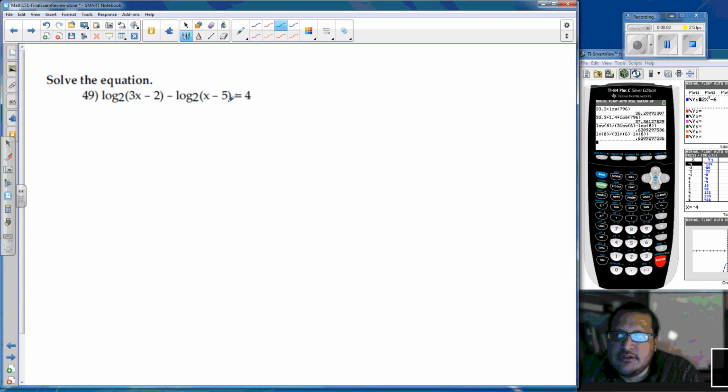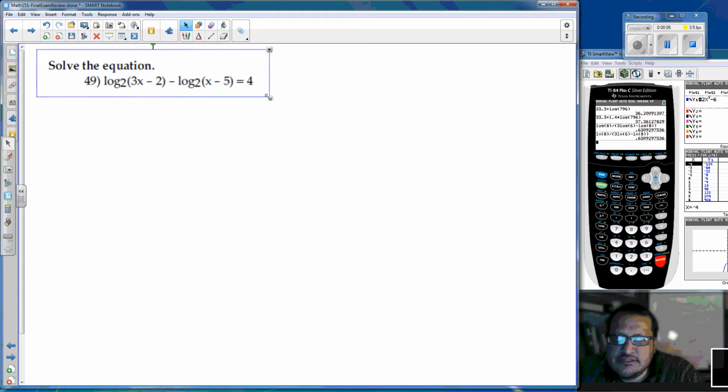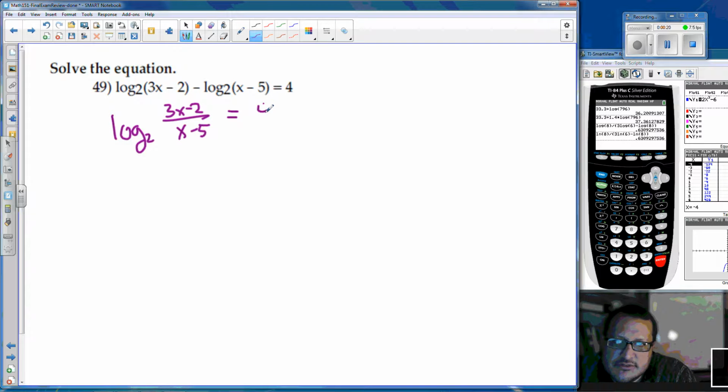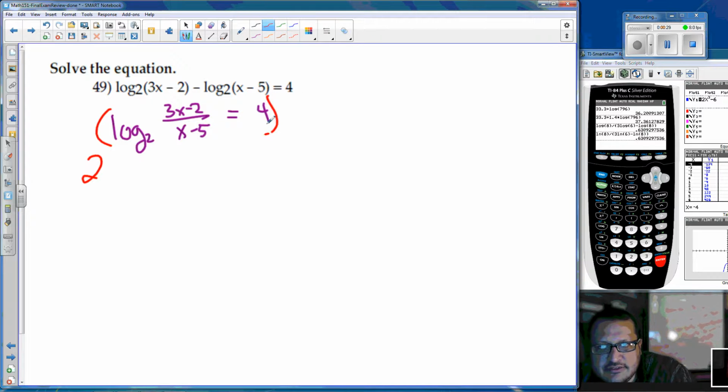Let's solve another one. The only difference here is that there's a different base. So we're going to condense. This is a minus, so log base 2 of (3x minus 2) over (x minus 5) equals 4. Now, the base that we're going to take here is 2, 2 to everything. So on the right hand side, the 2 and log 2 cancel out, and I'm left with 3x minus 2.